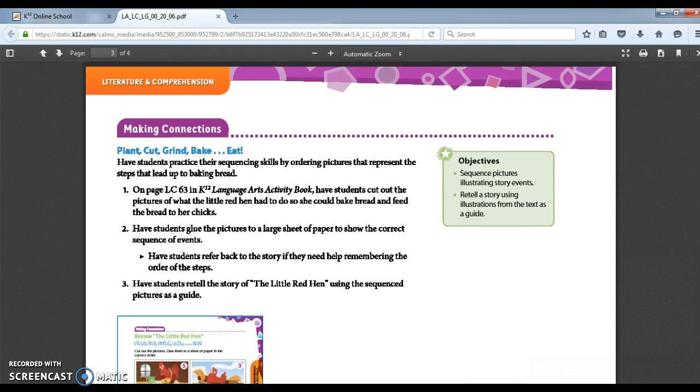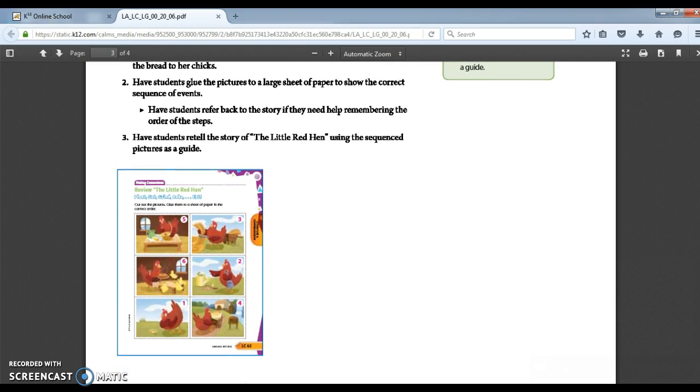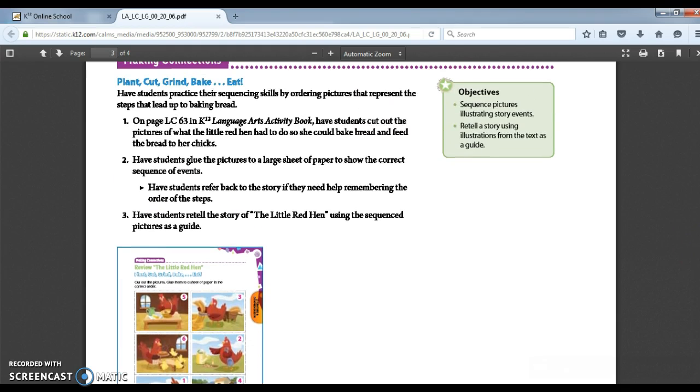All right, the next thing we're going to do is you're going to get page 63. This is what page 63 looks like. You're going to need glue and scissors. You're going to want to cut out all of these pictures. You're going to cut out the pictures of what the little red hen had to do so she could bake bread and feed the bread to her chicks.